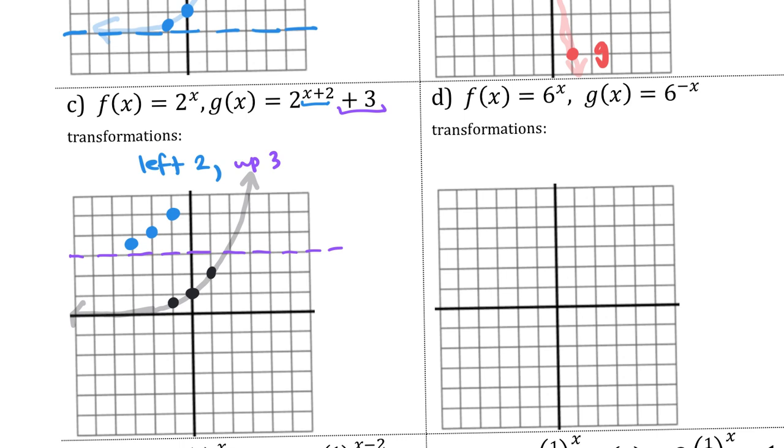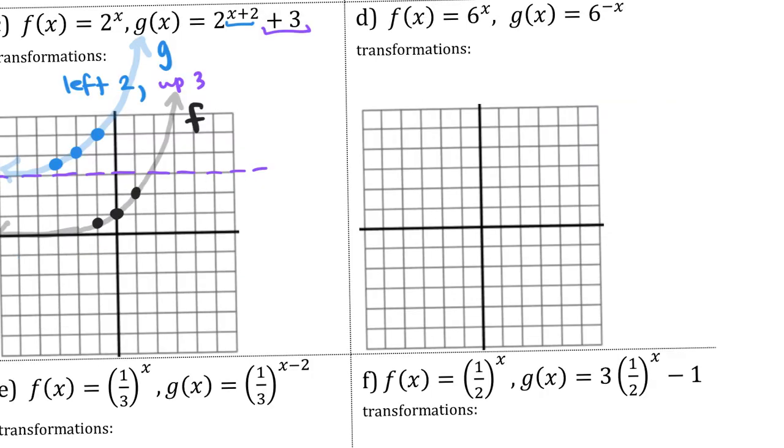Or I can use my parent function. I can go left 2, up 3 from my parent. So I can say from here, I'm going to go left 2, up 3. Get my point. From here, left 2, up 3. From here, left 2, up 3. And I can get the graph that way as well. Okay, I'm going to sketch it, and it should still look like it's curving up. But then it looks a little different because it moved. So which one was this? This was F, and this was G. Okay, let's try a few more.